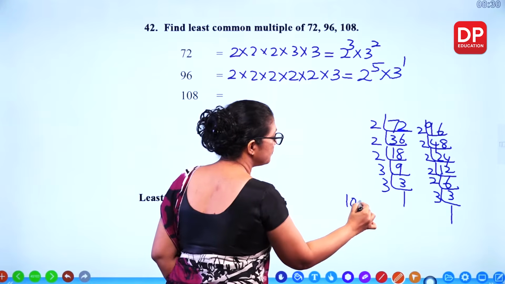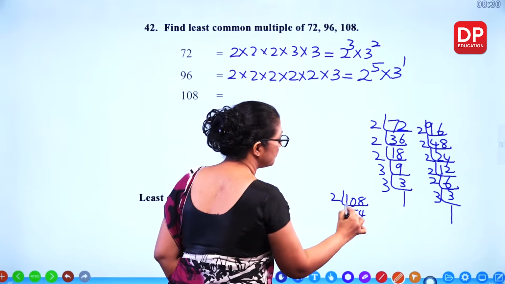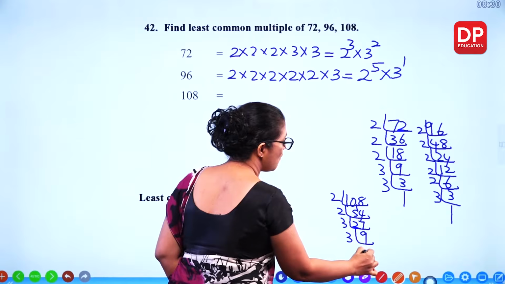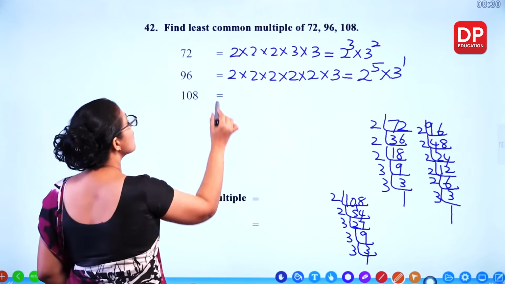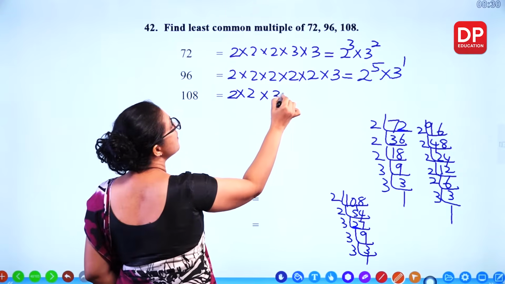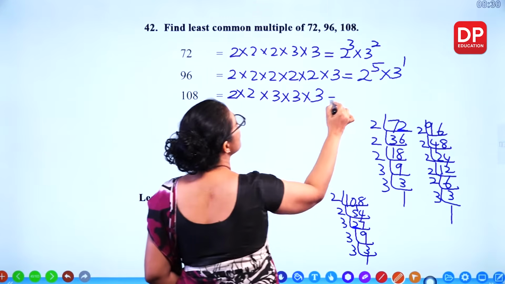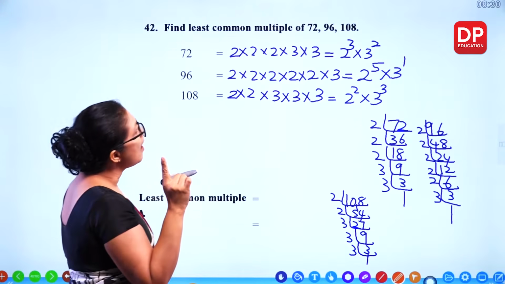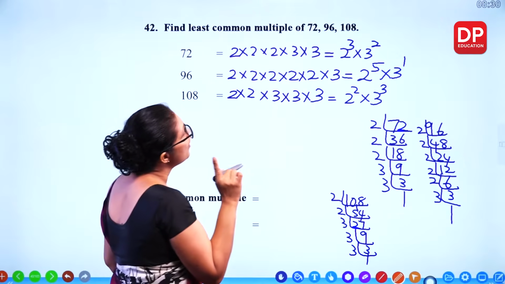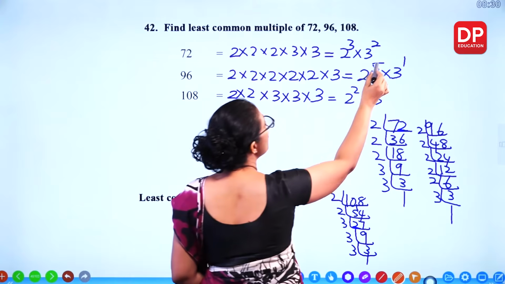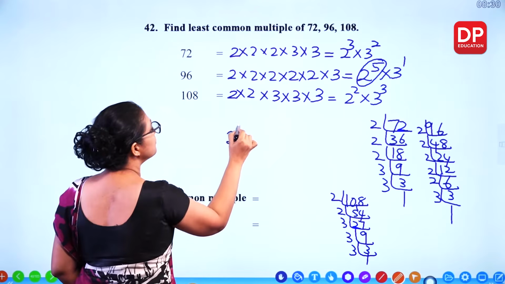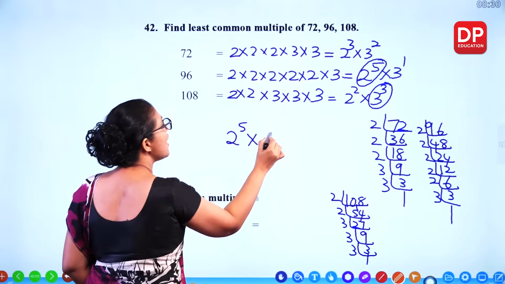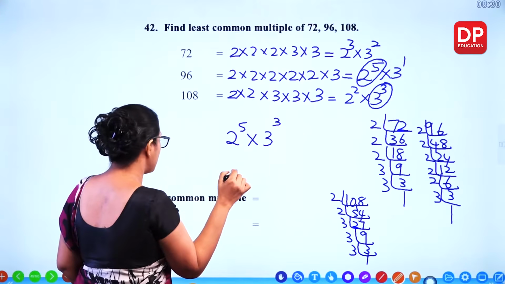108. You need to divide by 3 till you get 1. 2 2s and 3 3s. Now we take the highest power with different numbers. When you consider 2, 2 to the power 5 is the maximum. When you take 3, 3 to the power 3 is the maximum. So that's the least common multiple.